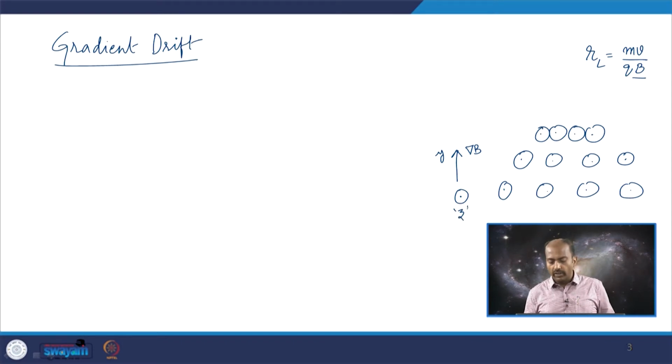In this configuration the particle will have a larger gyration radius here and will gyrate in a smaller circle here. The basic idea was that the particle's radius of gyration changes as it moves across the y direction. This leads to the idea of the drift velocity. The difference in the radius of gyration as it moves along the positive y direction gives rise to what is called the drift velocity.